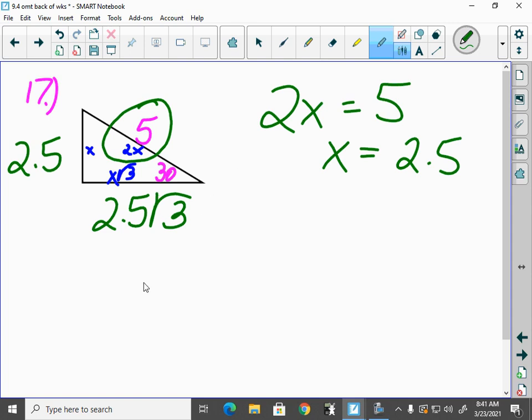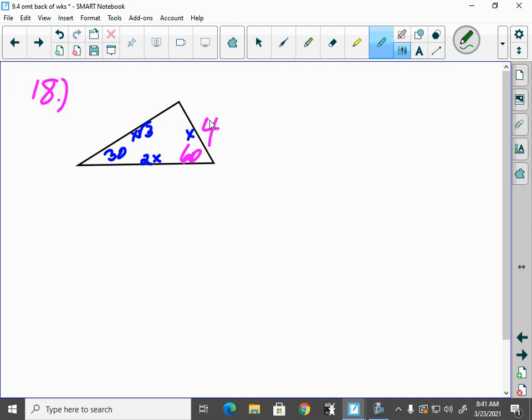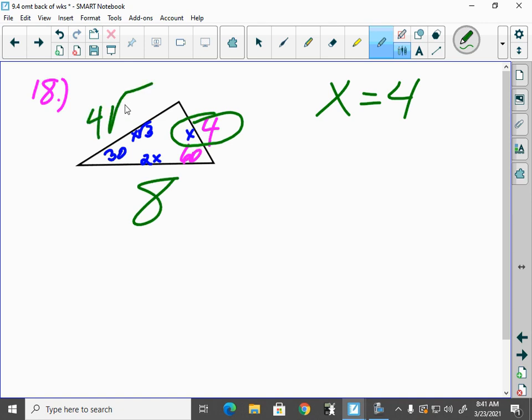Boom. That's number 17. 3, 2, 1. Number 18, this is how I left the problem. X equals 4. So then this is ocho, and this is cuatro square root of tres.